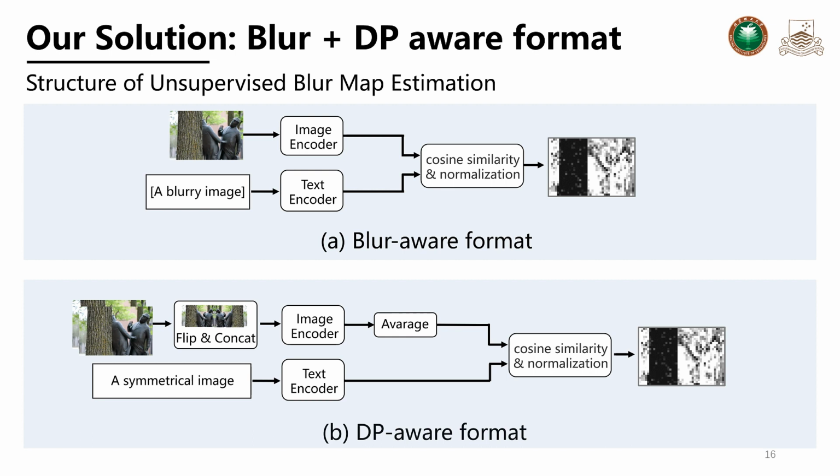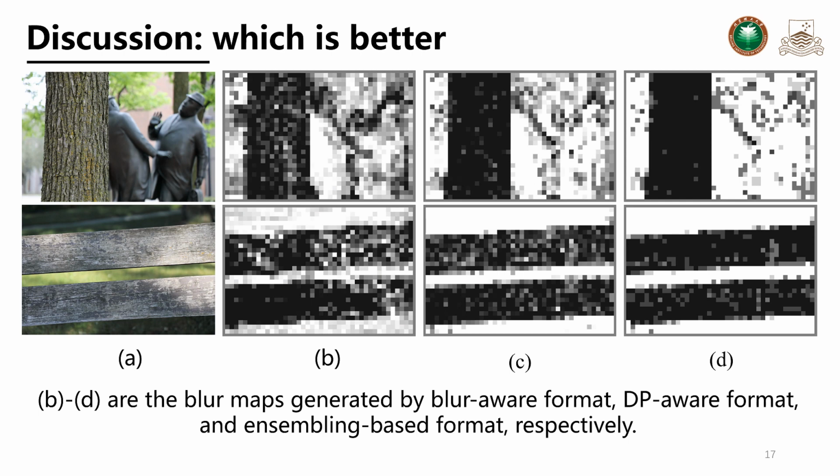These are our two formats for generating blur maps. Blur and disparity are two related representations of the defocused region in a DP image. Can we combine the two representations? Based on this question, we combine these two formats using prompt ensembling. As can be seen in the figure, the ensemble format obtains the most accurate blur map.